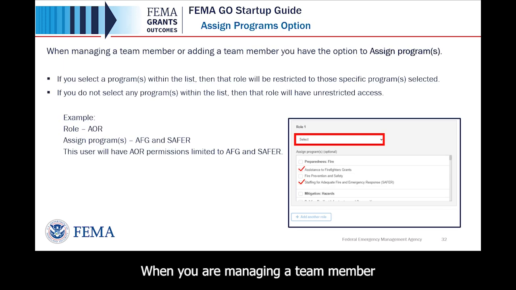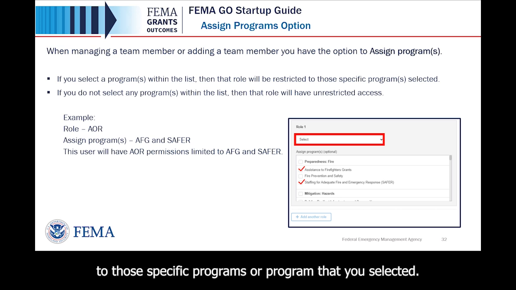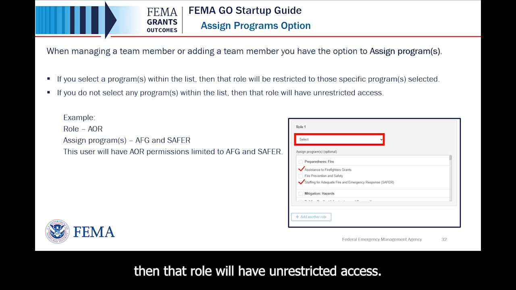When you are managing a team member or adding a team member, you have the option to assign a program or programs. If you select a program or programs within the list, then that role will be restricted to those specific programs that you selected. If you do not select a program or programs within the list, then that role will have unrestricted access. For example, if you select the role AOR and you select under Assigned Programs AFG and SAFER, then that user will have AOR permissions limited to only AFG and SAFER.